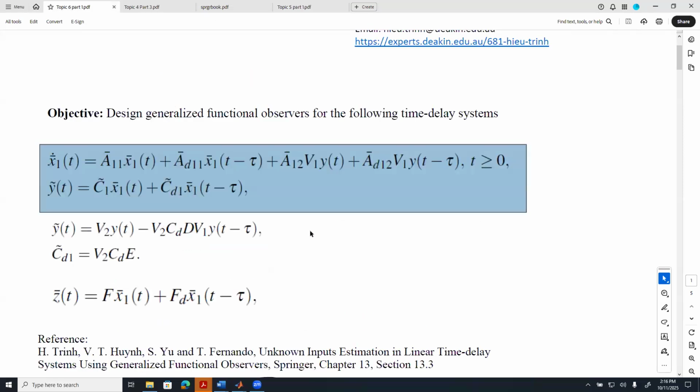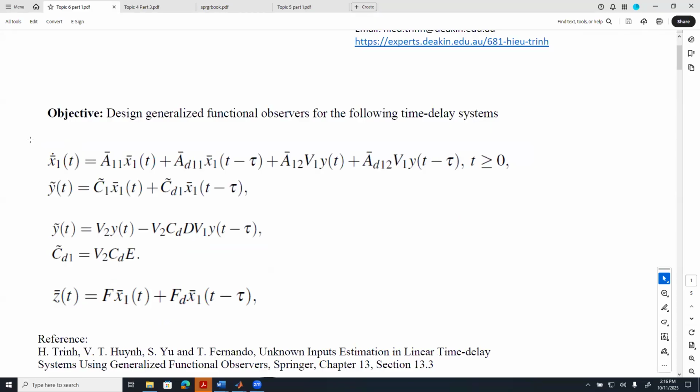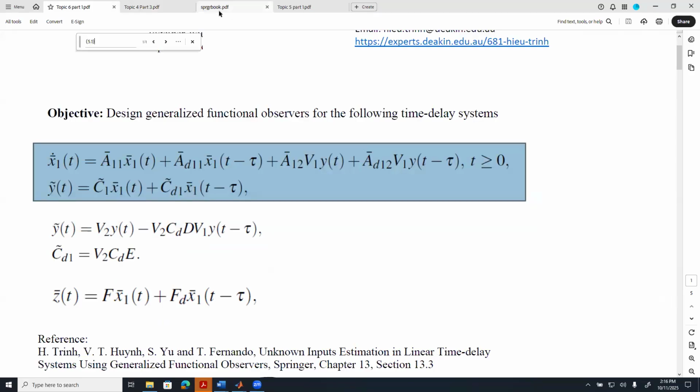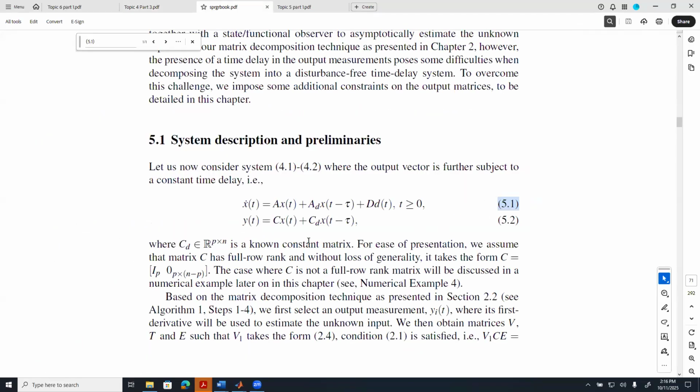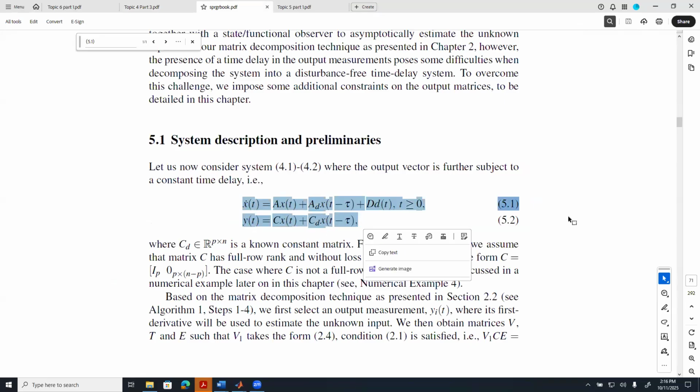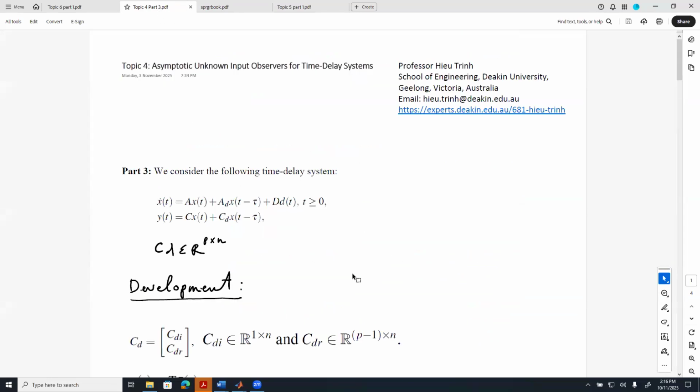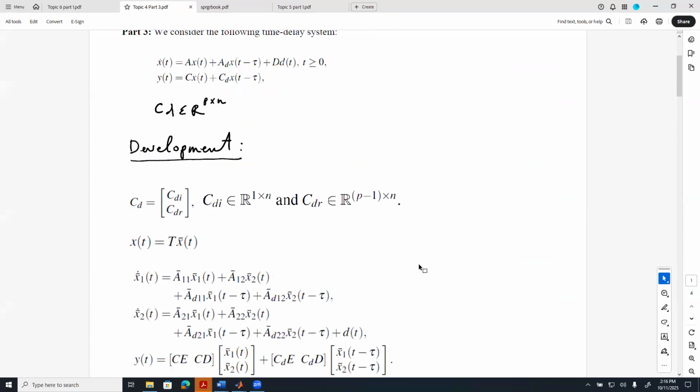Now, the reason for addressing this problem actually comes from the matrix decomposition, the unknown input decomposition of this class of time delay system. So for this class of time delay system, we have a delay stack vector in the output measurement vector. And as we discussed previously, that was done in topic 4, part 3, where we look at the decomposition for the unknown input.